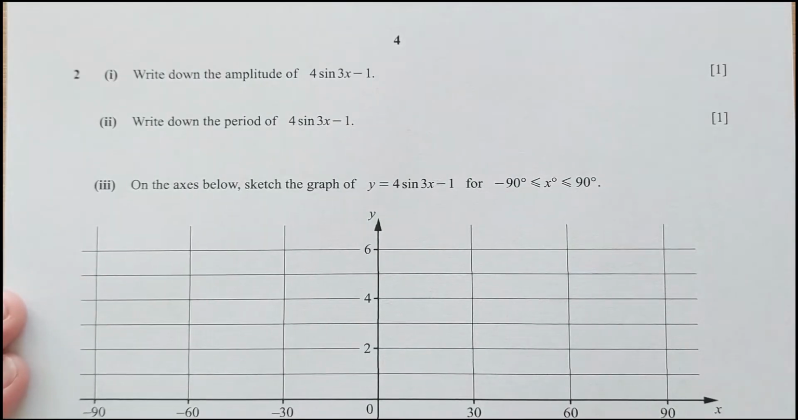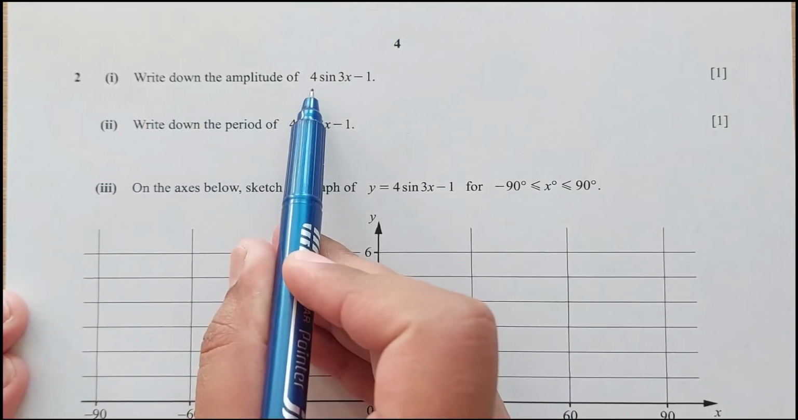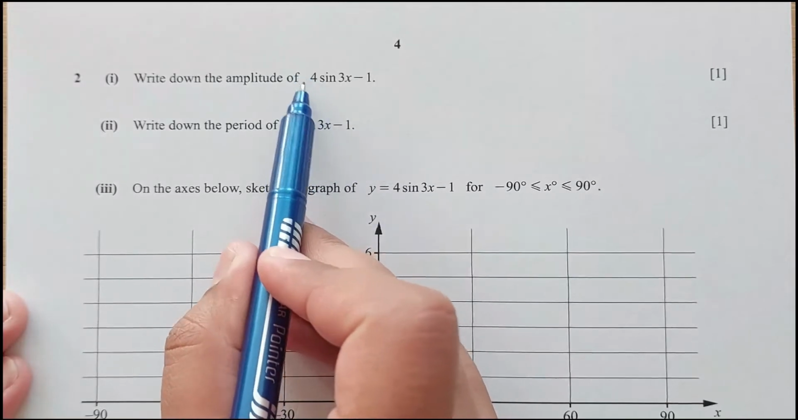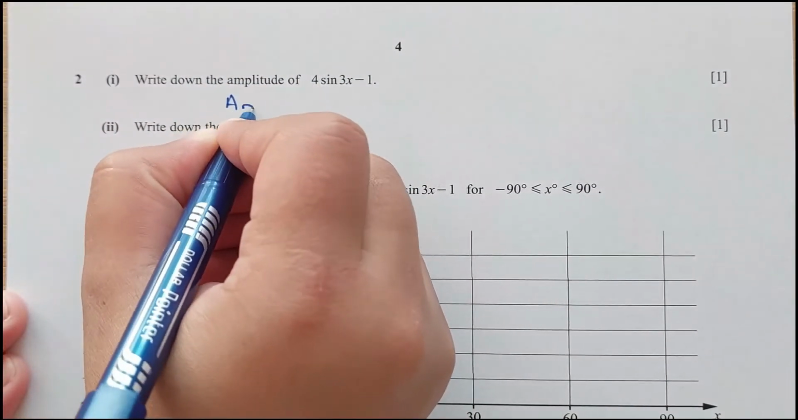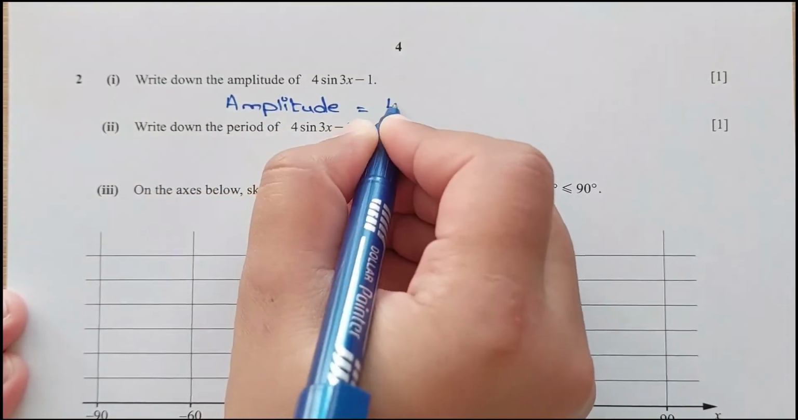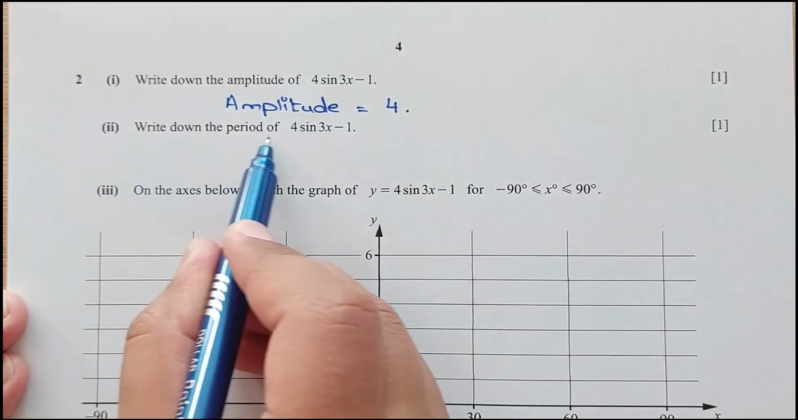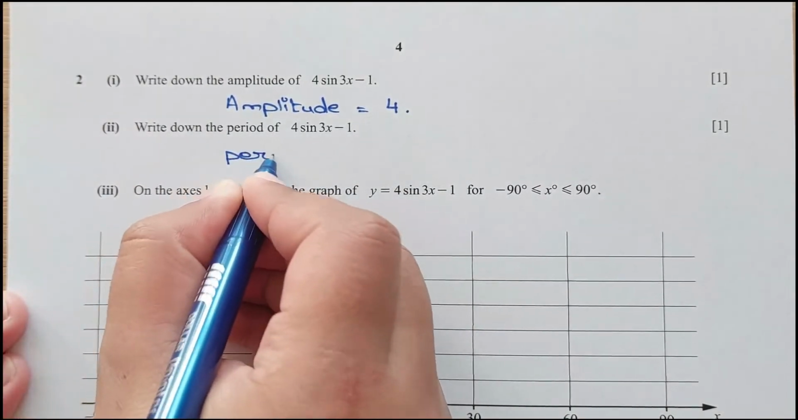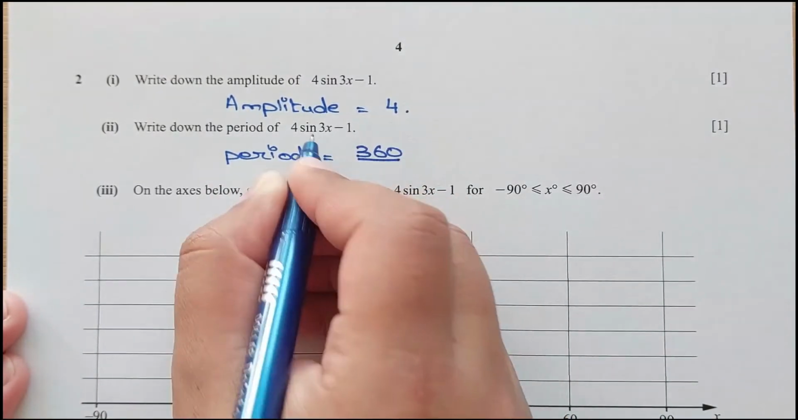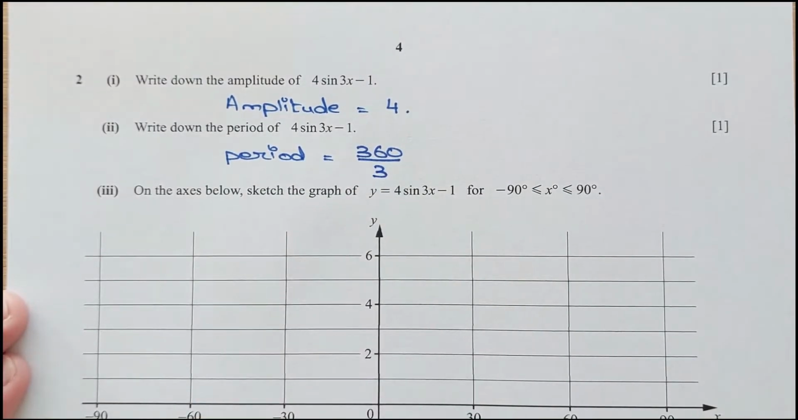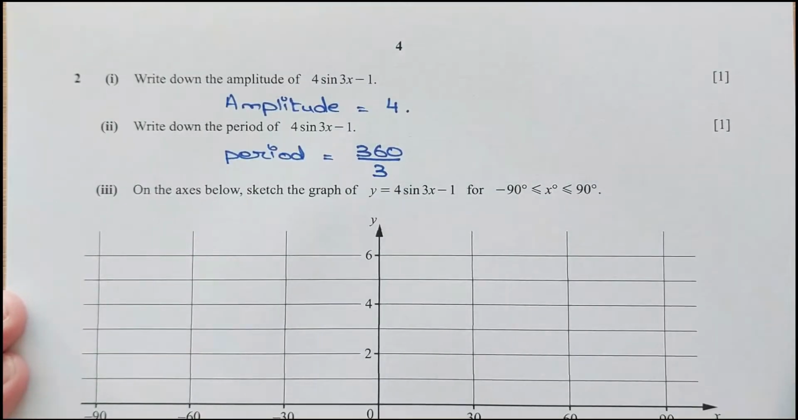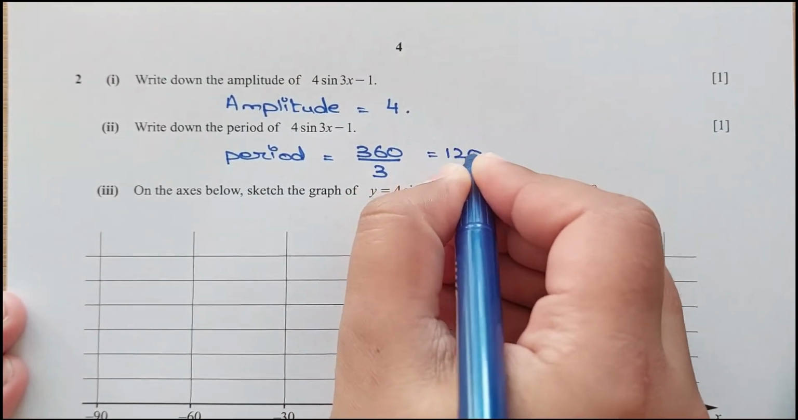Question number 2, part 1. Write down the amplitude of this function, 4 sine 3x minus 1. So amplitude is the absolute value of a. So in our case, the amplitude is 4. Now for the second part, write down the period for this. For a sine curve, the period is 360 divided by the b value. The b value is 3. So what is 360 divided by 3? 360 divided by 3 is 120. So 120 is the period, the one complete cycle.